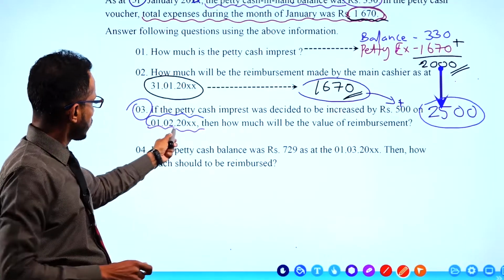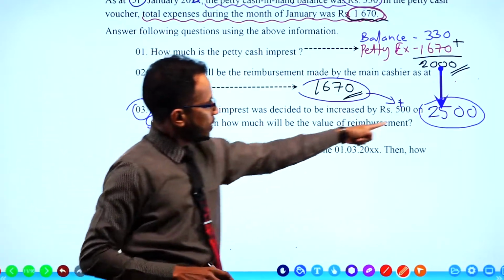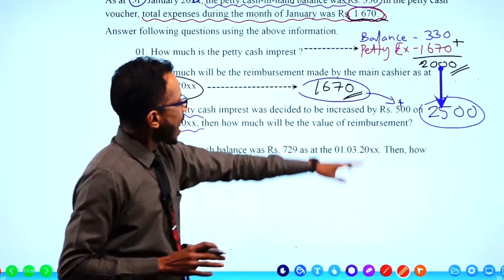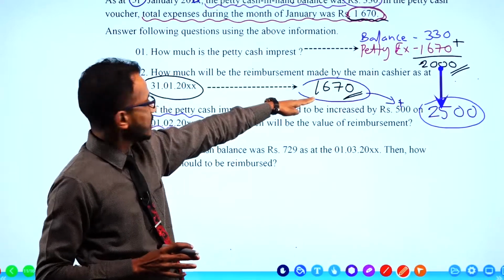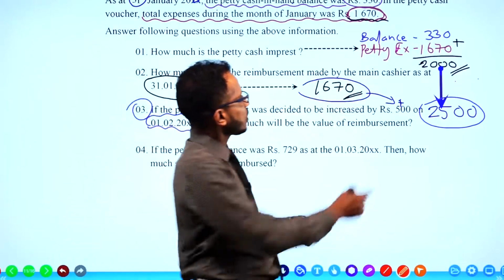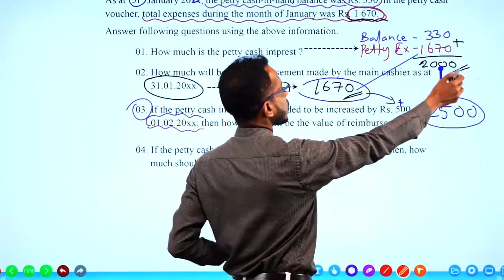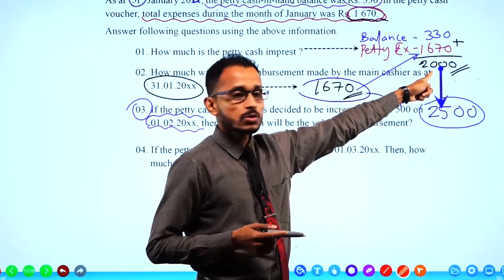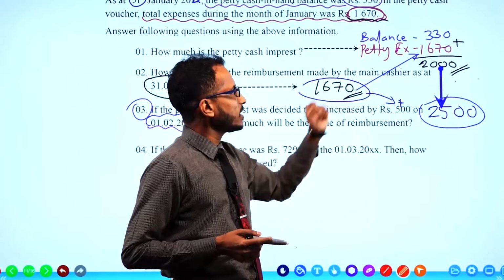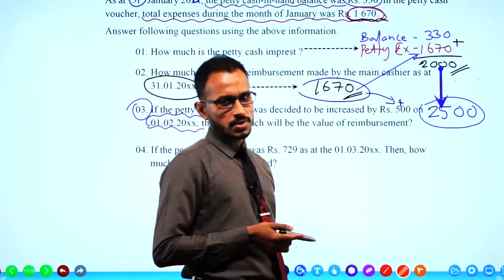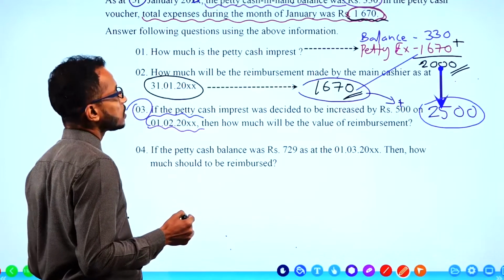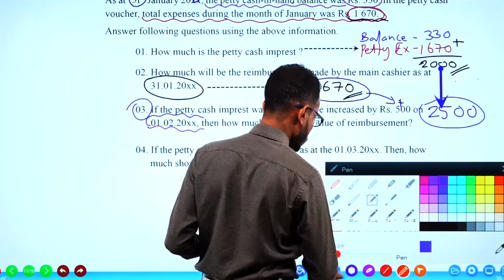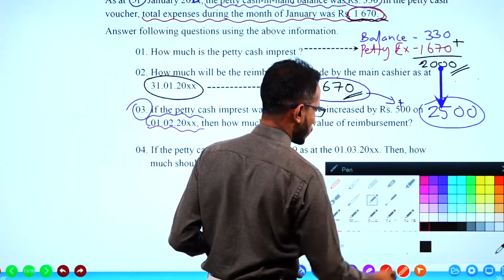Then, 1st February 2021. Now that I know that the petty cash imprest should be 2500, I looked at the earlier reimbursement. Earlier reimbursement was 1670. When 1670 was added to the petty cash balance remaining, it became 2000. But now 500 should be increased. So I added 500 to the earlier reimbursed amount, right? Easy as that.